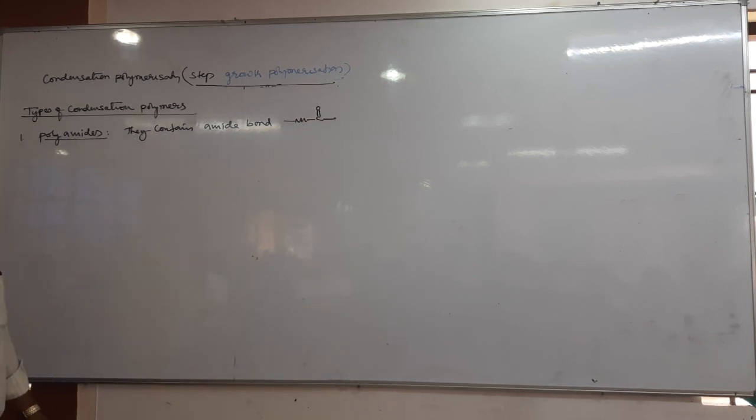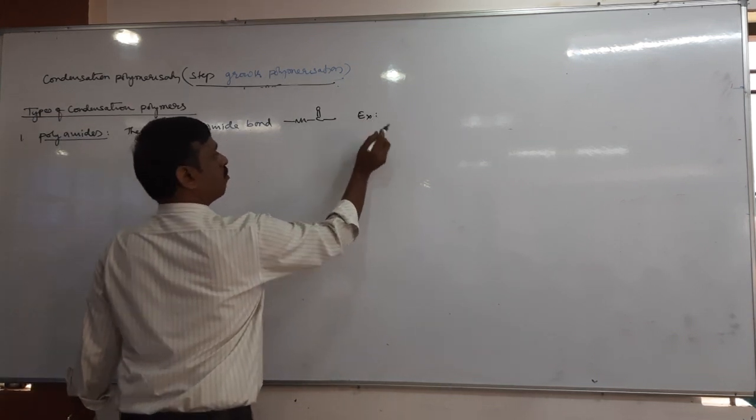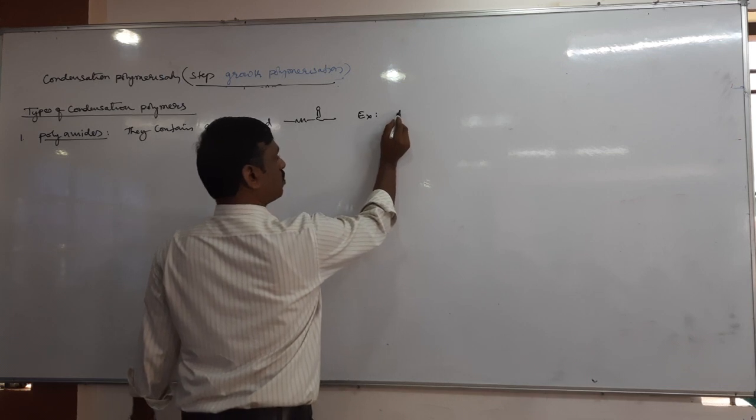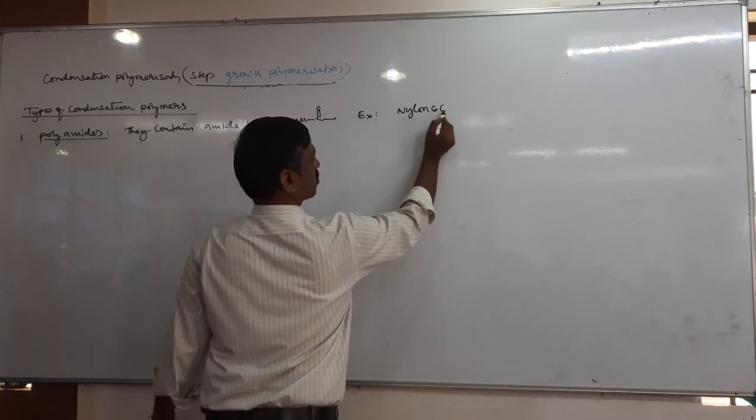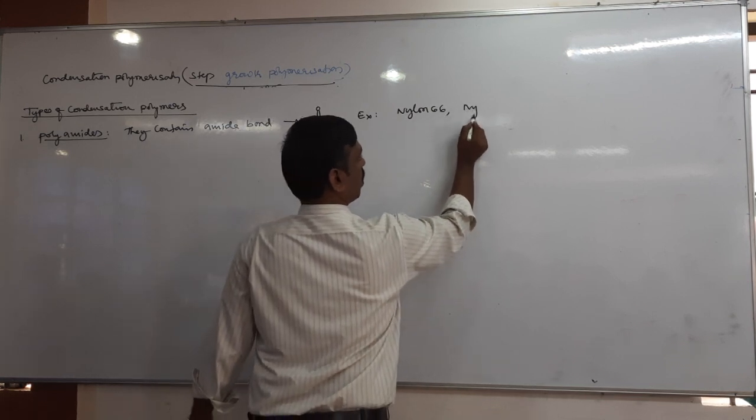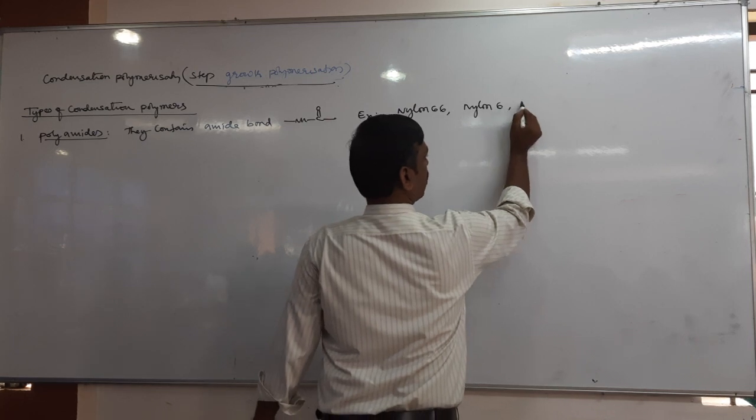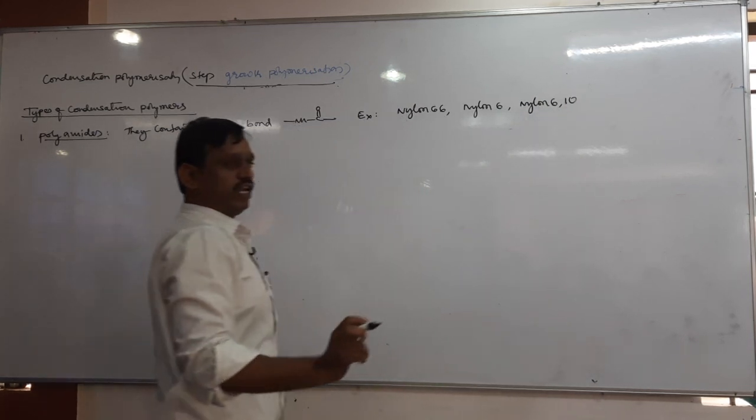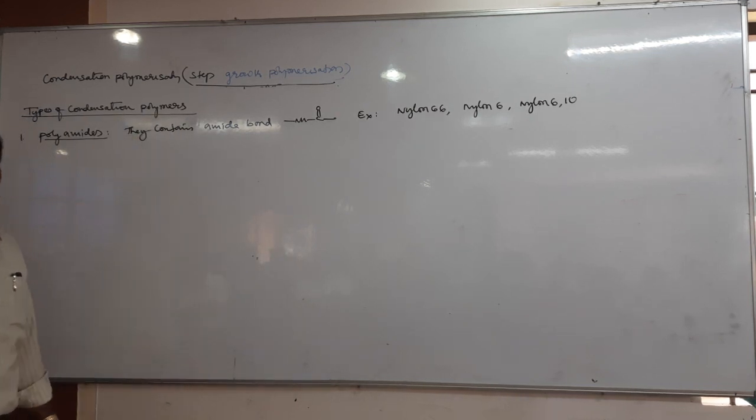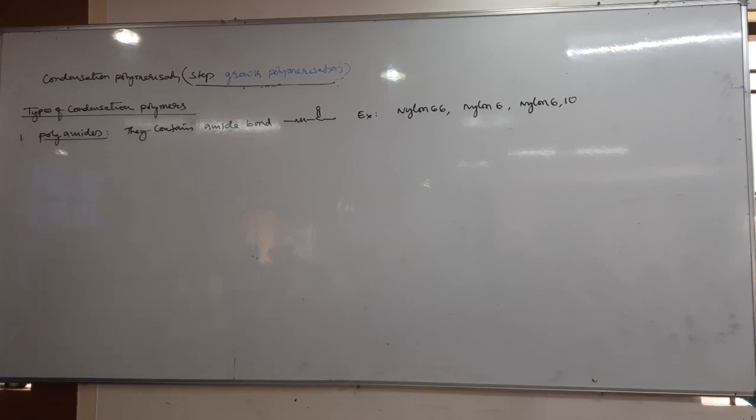They contain amide bond. And here we have three important examples. One, nylon 6,6, nylon 6, and nylon 6,10. In these three examples, monomers are important: nylon 6,6, nylon 6, nylon 6,10.